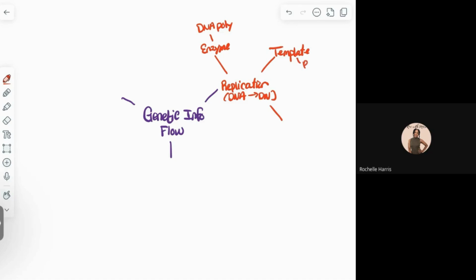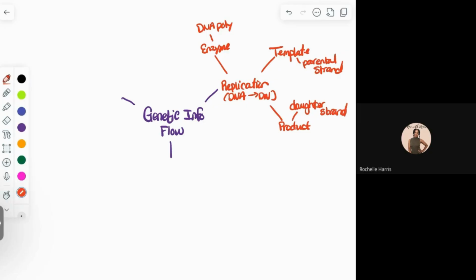So it's the parental strand. And what is the product at the end? Well, the product is the complementary daughter strand. So we're going to put up here daughter strand. All right, our next branch is transcription.